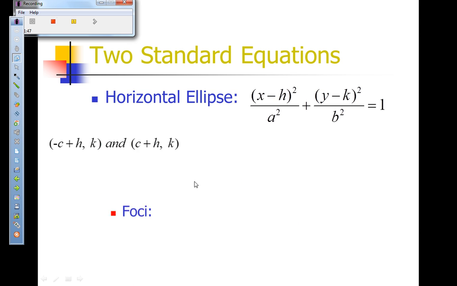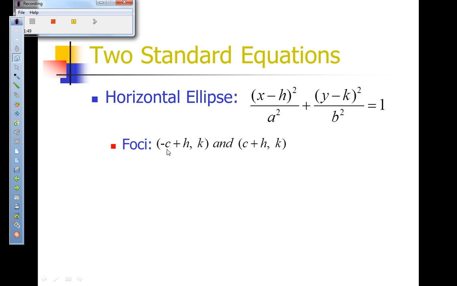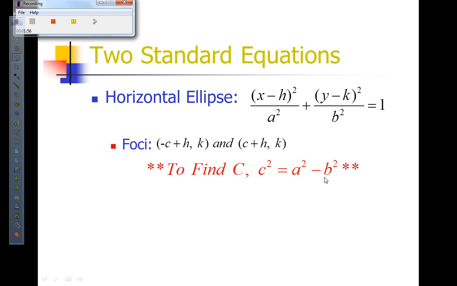Now, we're also going to be able to find the foci. The foci are going to be negative c and positive c. To find c, we take a squared minus b squared, and that'll give us c squared. Then we would take the square root to find the foci. Now again, h and k will typically be 0. Well, it is 0 at the origin.